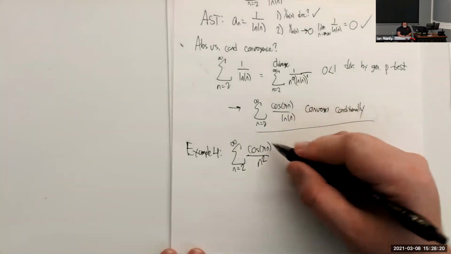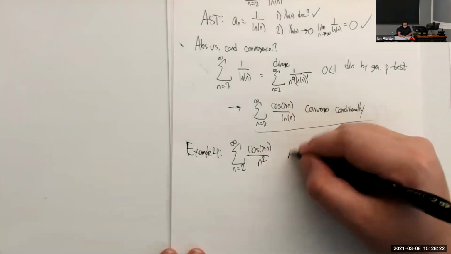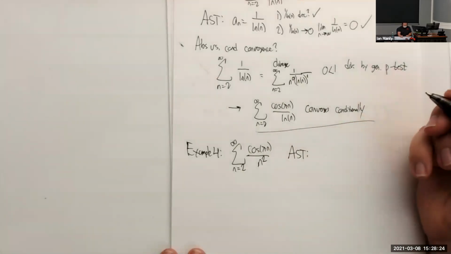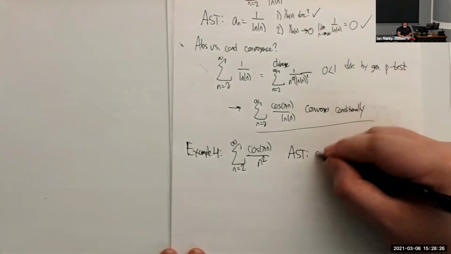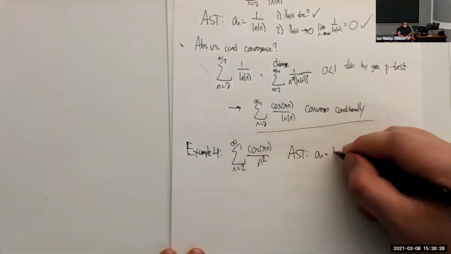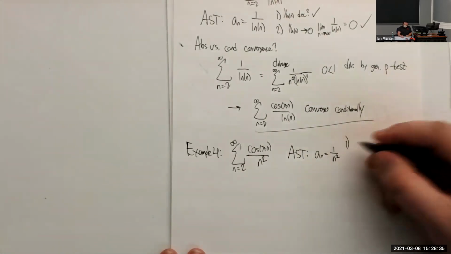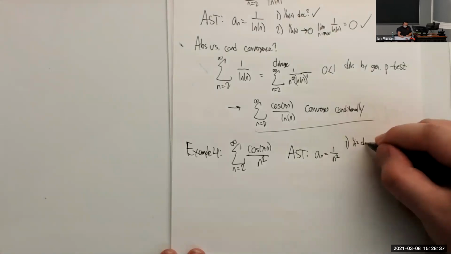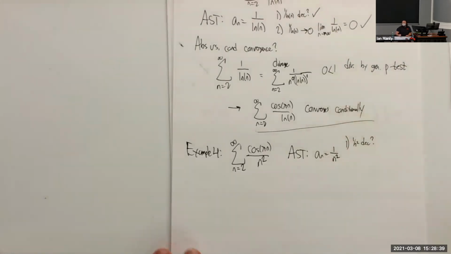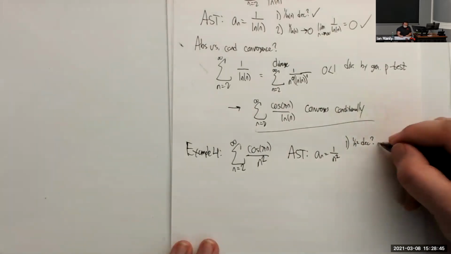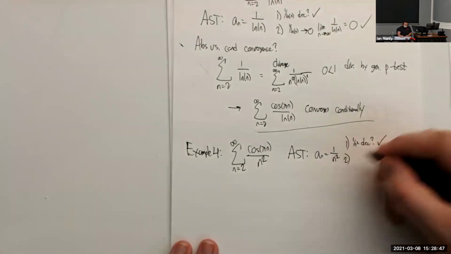All right, so this is an alternating series. So let's use the AST to see if this even converges. So our a sub n, the thing next to the alternator, is 1 over n squared right here. All right, well, is 1 over n squared decreasing? Well, if we make n larger, then we're making our denominator larger as well. So our overall fraction will be getting smaller. So yes, it is decreasing.